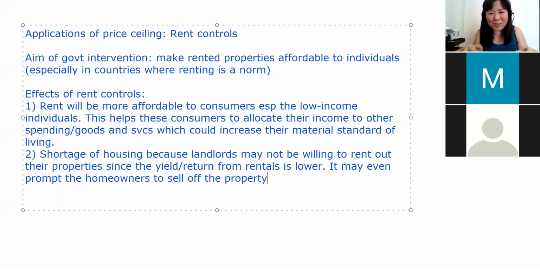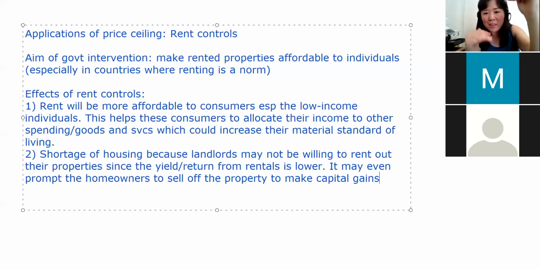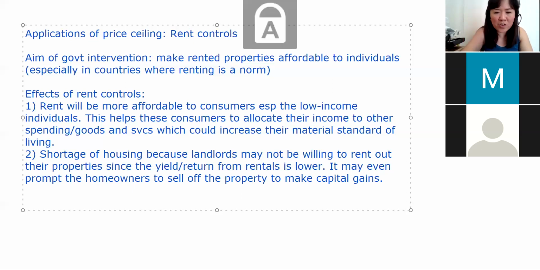Because if the government continues to put a limit on how much the landlords can collect from renting their property, it may prompt the homeowners to sell off the property to make capital gains. Capital gains means what they stand to gain if they sell the house, based on the market value of the house compared to what they initially paid. The difference is the capital gains. So if this happens, then this will worsen the shortage.